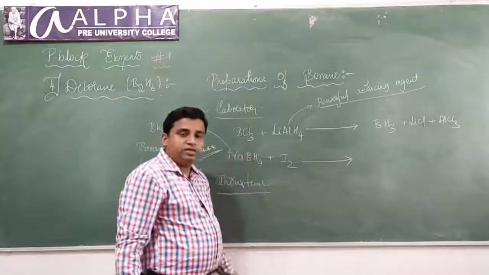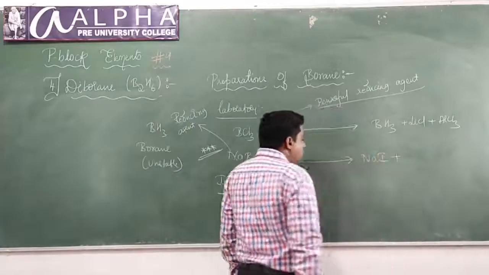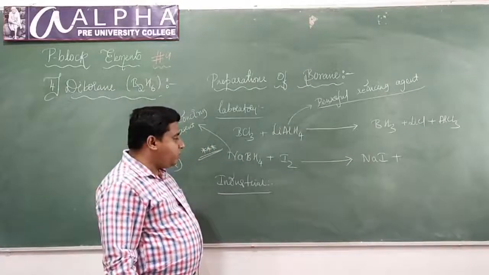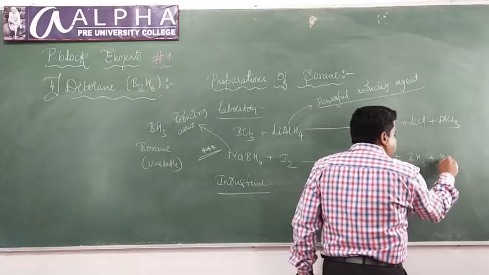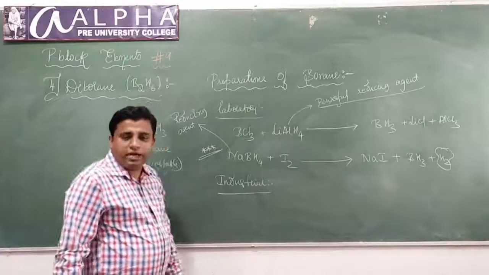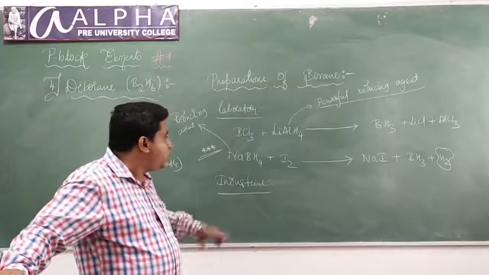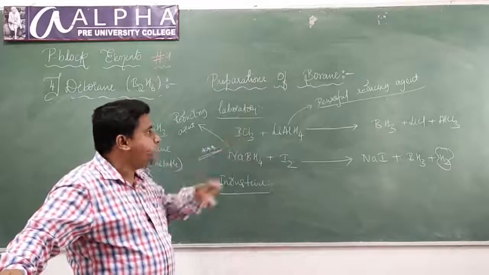Sodium is there, iodine is there. So what is the product formed? It will form sodium iodide, correct? Sodium and iodine will combine to form sodium iodide, and the other product is BH3, and along with BH3 hydrogen gas will be liberated. Along with BH3, which gas is liberated? Hydrogen gas is liberated. These two are the laboratory methods of preparation of borane.